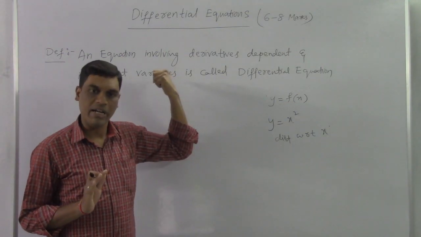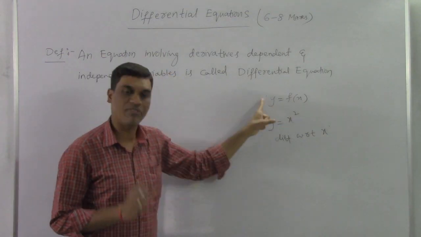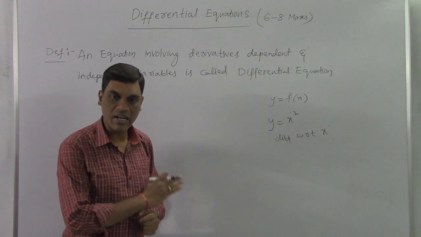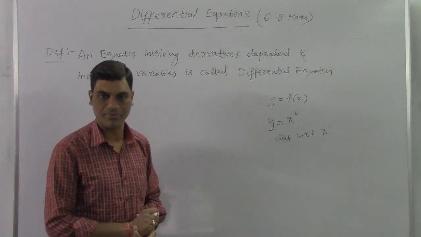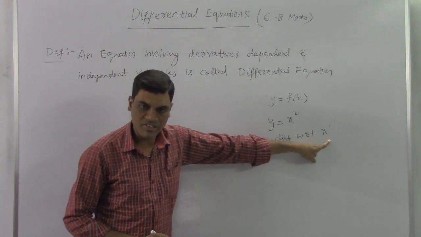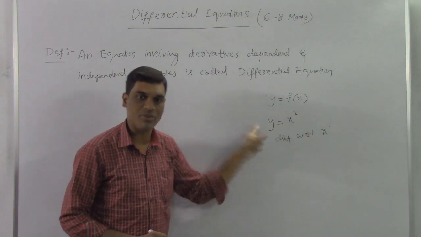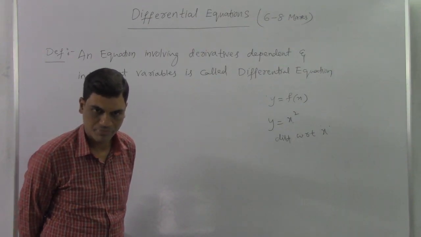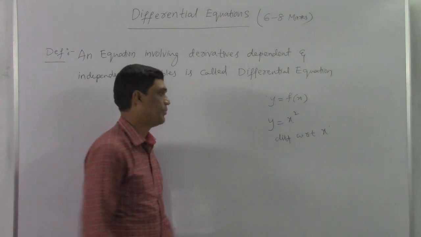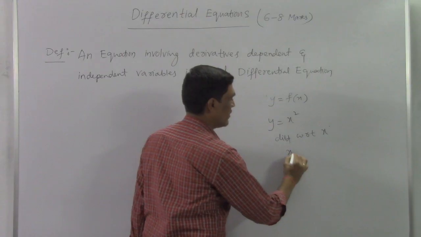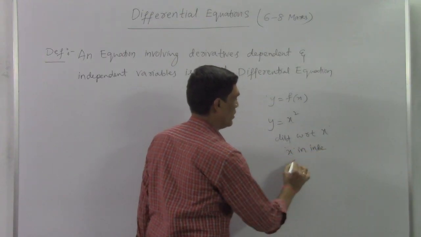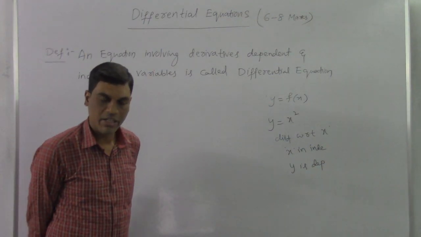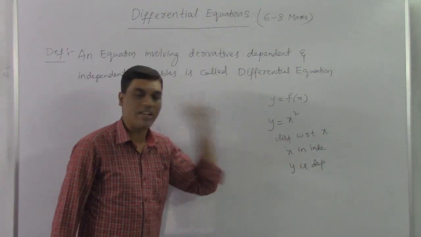Is it clear? Here also same. In a differential equation, we have only two variables, x and y only. So, differentiating with respect to x means, which one is called independent variable, which one is called dependent variable? That is what I am asking. X is independent, y is dependent. Very good. Differentiating with respect to x means x is independent, y is dependent. You have to observe this. Is it clear now?